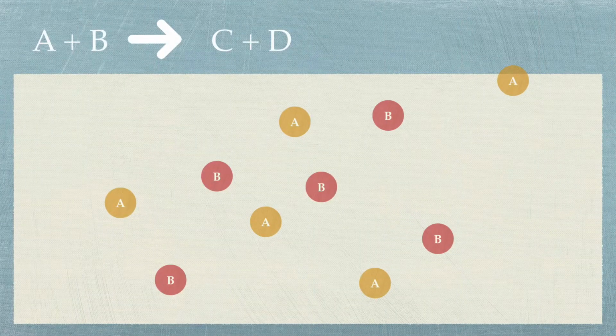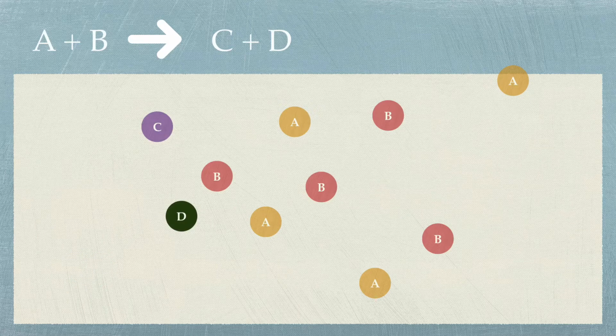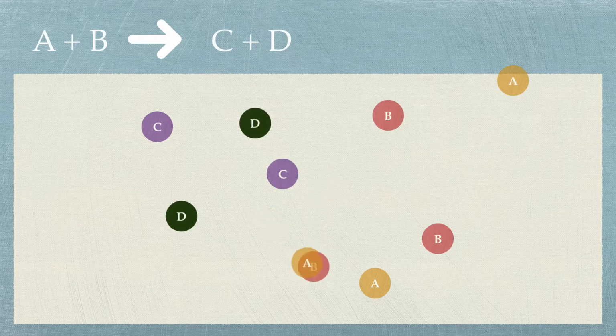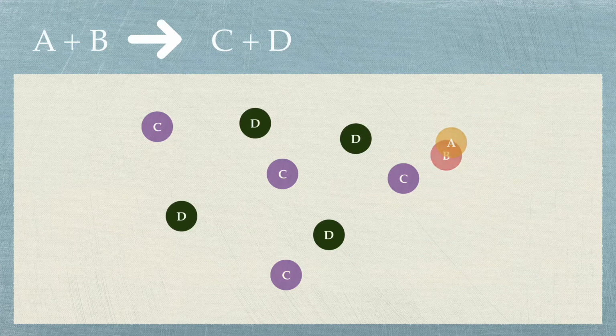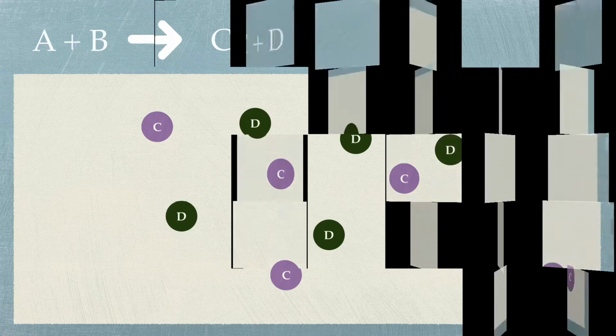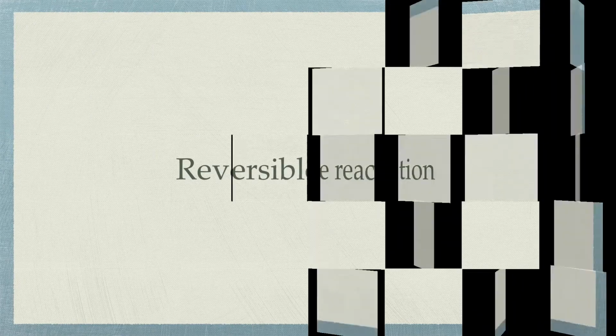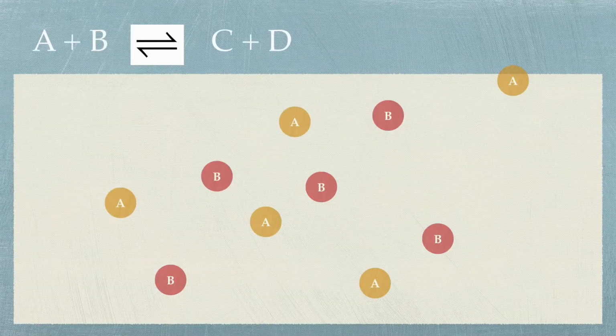This is what happens in an irreversible reaction. Let's say we have A and B as reactants and C and D as products. In an irreversible reaction, A and B will react with each other to produce C and D. As long as A and B are available, they will continue to be converted to C and D. Once A and B are finished, the reaction will stop. However, in a reversible reaction, the reaction can happen both ways.